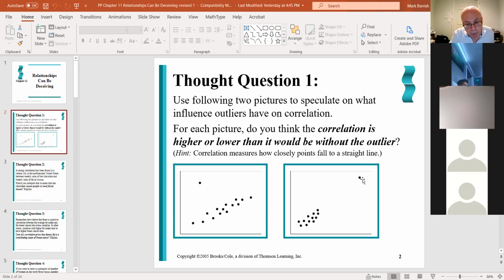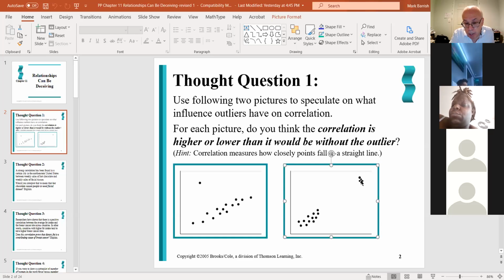How about this one here? Do you think this dot affects the correlation? I feel like not as much because it's in the same direction as the other dots. Well, not only the direction, you could picture a line going through these dots and continuing to be close to this dot also. In other words, it's continuing the line that you could picture going through the other points. So this should not affect the correlation by very much.